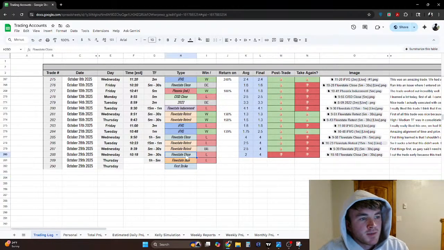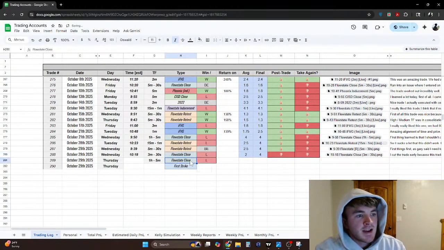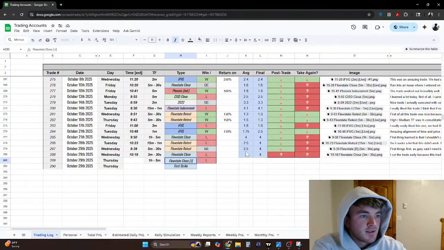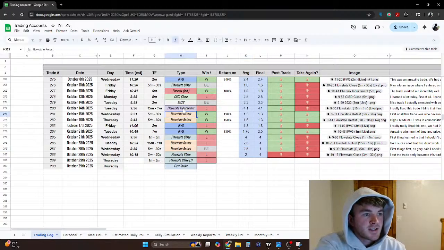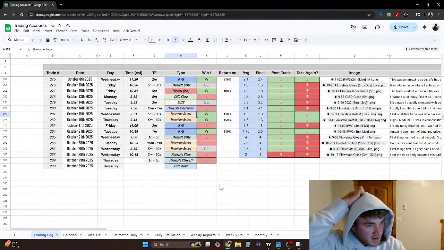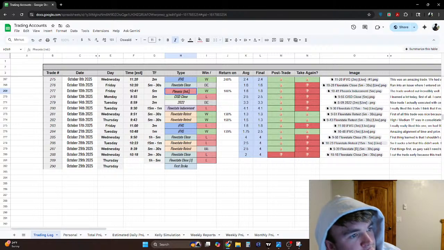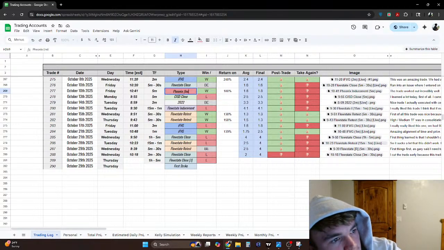You know what I'm gonna do? I'm gonna call it flow state close and then dash J. And anytime it's a flow state inducement, I'm gonna do flow state retest dash I. Or brackets I. Okay, I figured it out. I figured out the notation.